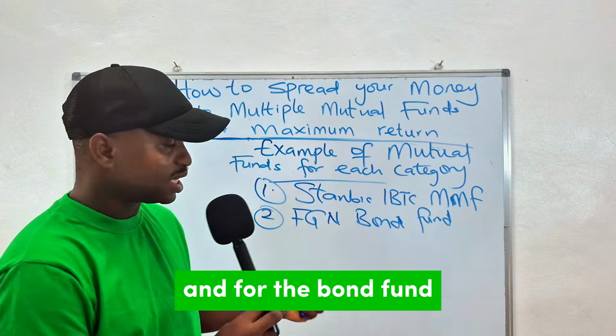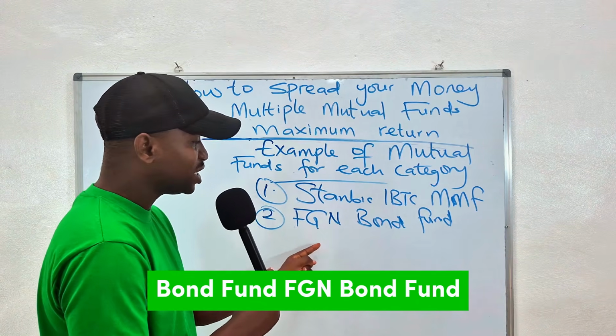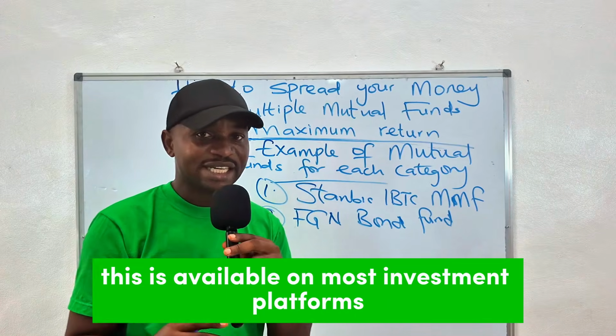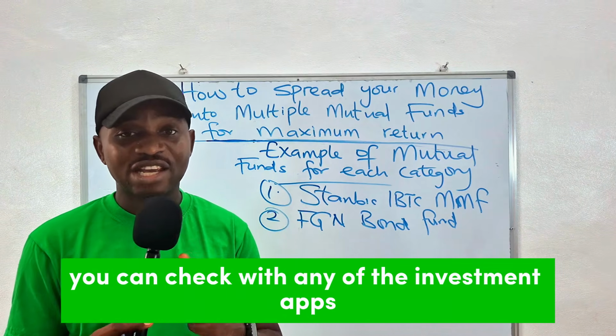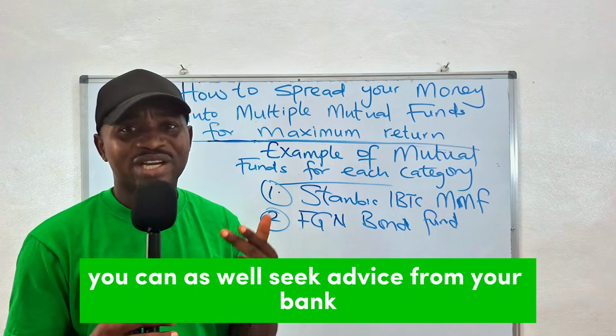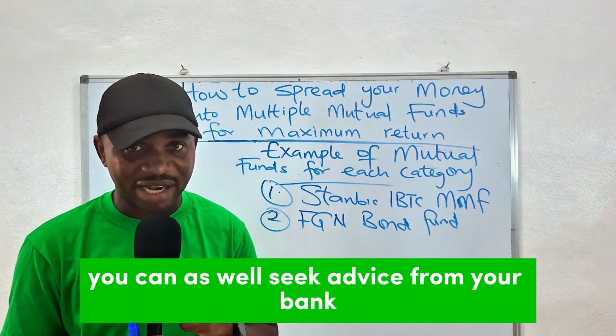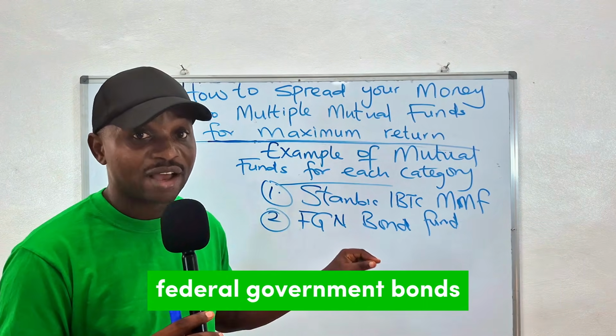The second category is the bond fund. For the bond fund, I have picked the Federal Government of Nigeria Bond Fund, FGN Bond Fund. This is available on most investment platforms. You can check with any of the investment apps you are using for the FGN bond. You can as well seek advice from your bank. Some Nigerian banks can allow you to buy into the federal government bonds.